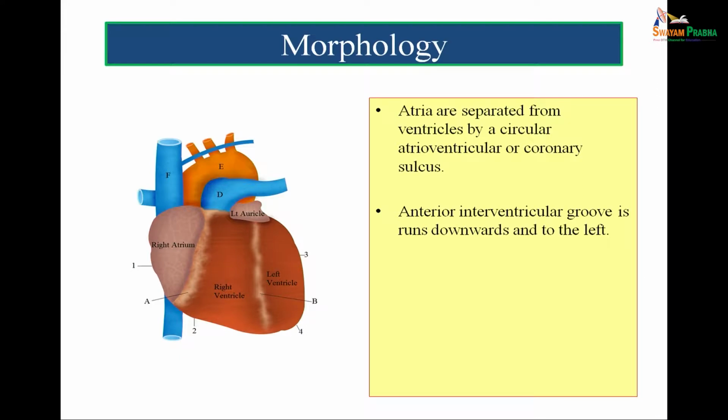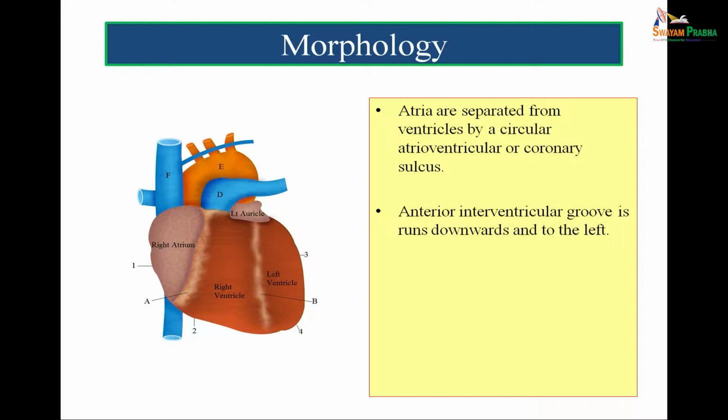And again, the atria are separated from each other by the interatrial grooves, while the ventricles are separated by the interventricular grooves. If you look at the figure in the slide here, it is showing you the quadrangular heart and the great vessels of the heart. F is the superior vena cava, E is the inferior vena cava, D is the pulmonary trunk.